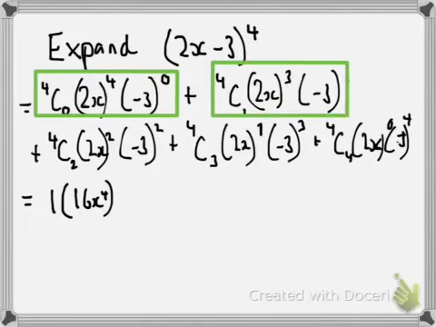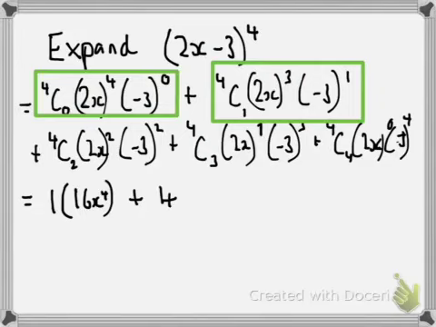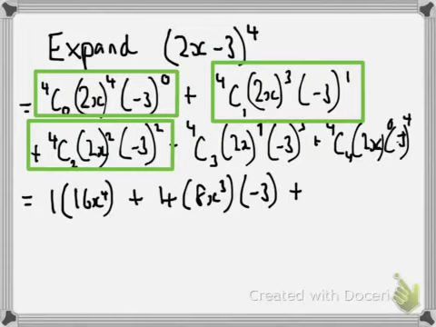Now let's look at this one here. So it's plus 4C1 is 4, 2x raised to the power of 3. I need to be careful of this guy here. 2x raised to the power of 3 is going to be 8x cubed. And negative 3 to the power of 1 is itself negative 3. Plus, let's look at the third term now. 4C2 is 6 multiplied by 2x all squared is 4x squared. Negative 3 squared is negative 3 times negative 3. So remember, a negative times a negative equals a positive. So negative 3 squared is 9.